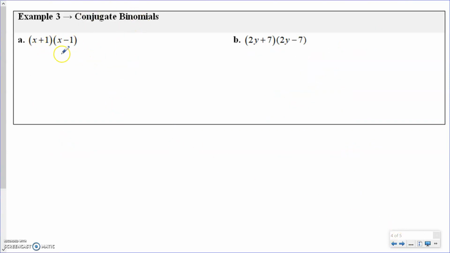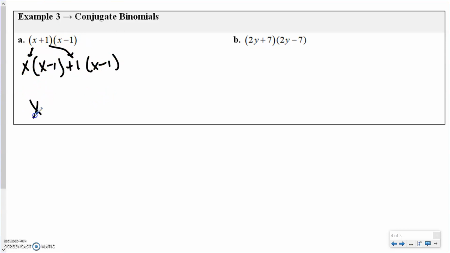conjugate binomials. The reason they're called conjugates is because they're almost identical. The only difference is that sign there. So if I set this one up using the distributive property, okay, x came down here, 1 came down there, and then the second group stayed the same.